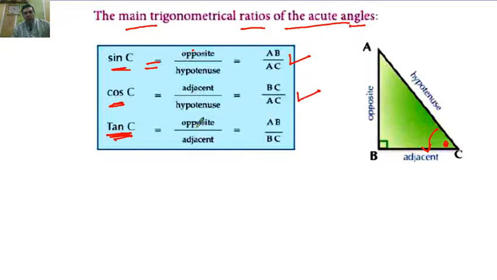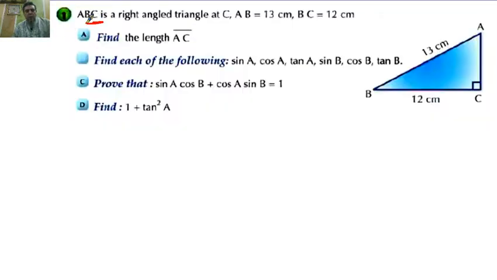Tan means opposite over adjacent. Tan angle C: the opposite of angle C is AB, the adjacent is BC, then AB over BC. That's the main trigonometrical ratios for any acute angle. ABC is a right angled triangle at C. AB equals 13, BC equals 12. We must find the length of AC.